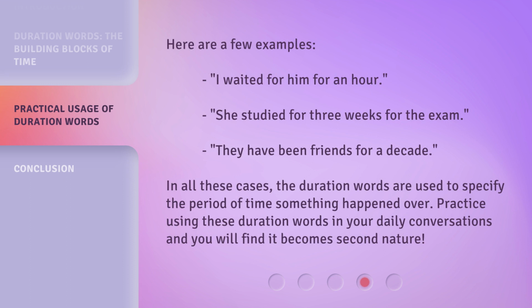Here are a few examples. "I waited for him for an hour." "She studied for 3 weeks for the exam." "They have been friends for a decade." In all these cases, the duration words are used to specify the period of time something happened over. Practice using these duration words in your daily conversations and you will find it becomes second nature.